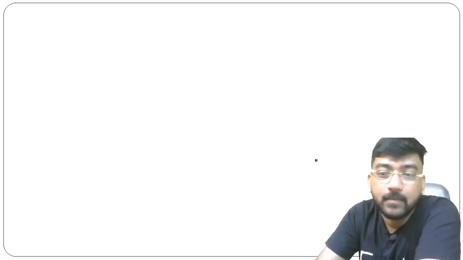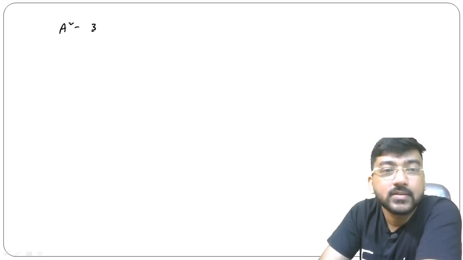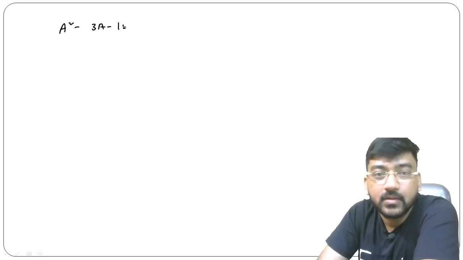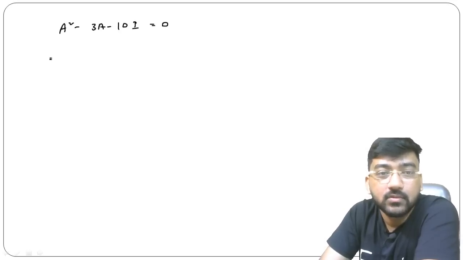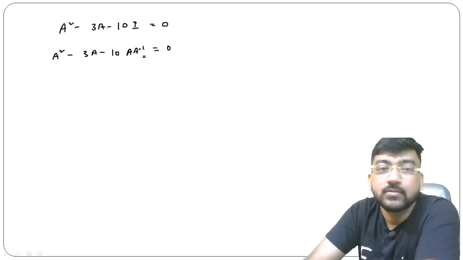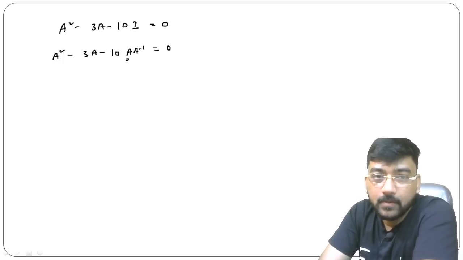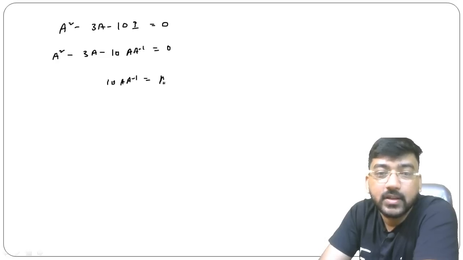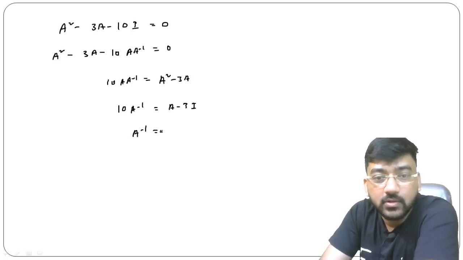Okay. So what we have? We have A² - 3A - 10I = 0. So we can write A² - 3A - 10, instead of I we can write A inverse, equal to 0. So what will be your 10A inverse? It will be A² - 3A. Now if you want to find 10A inverse, that will be A - 3I. Now your A inverse will be 1/10 into (A - 3I).